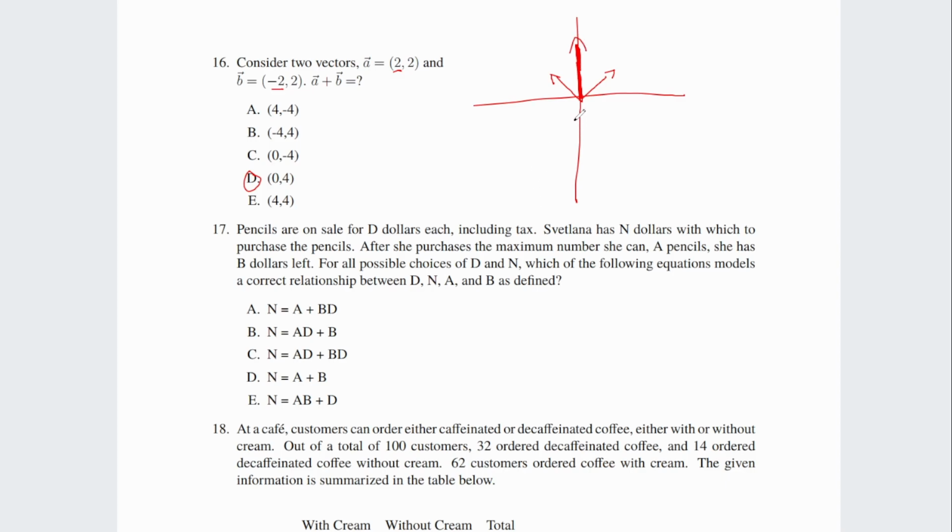So it's fairly intuitive if you know how to graph something, if you know how vectors work. If you don't know how vectors work, don't beat yourself up about it. Simple enough though. Add the x coordinates and add the y coordinates, the x values and the y values, and we end up with answer choice D.